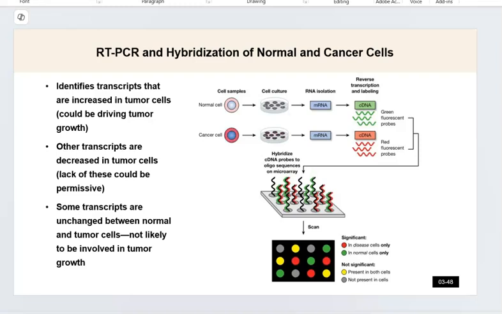So this is an example. They identify transcripts that are increased in tumor cells that could be driving the tumor growth. So you can see what a normal cell would look like versus the cancer cell. Other transcripts are decreased in tumor cells. Some transcripts are unchanged between normal and tumor cells, not likely to be involved in tumor growth. So they put them through the cell culture, the RNA isolation, the reverse transcription and labeling, and then hybridize the cDNA probes to oligosequences on the microarray, and then we get our results there.